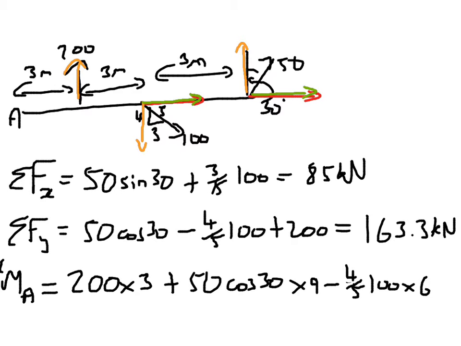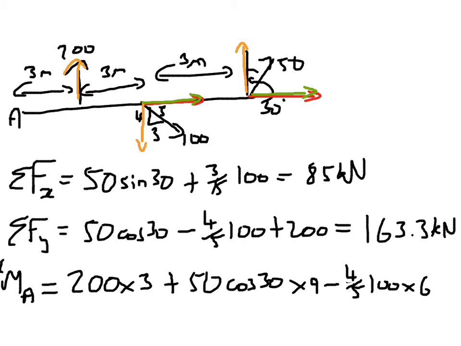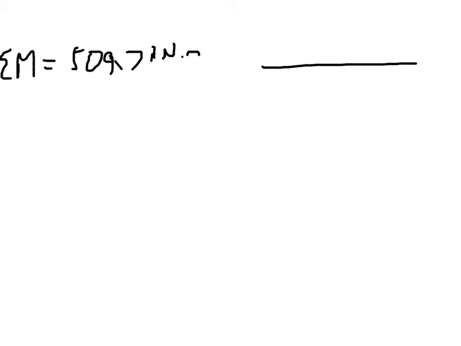So it's a negative, and it'll be times 6. So that will calculate your sum of moments to be 509.7 kilonewton meters. So what we have so far is we've simplified our beam. We've said somewhere along it there was a resultant force which we found had an x component of 85 and a y component of 163.3.